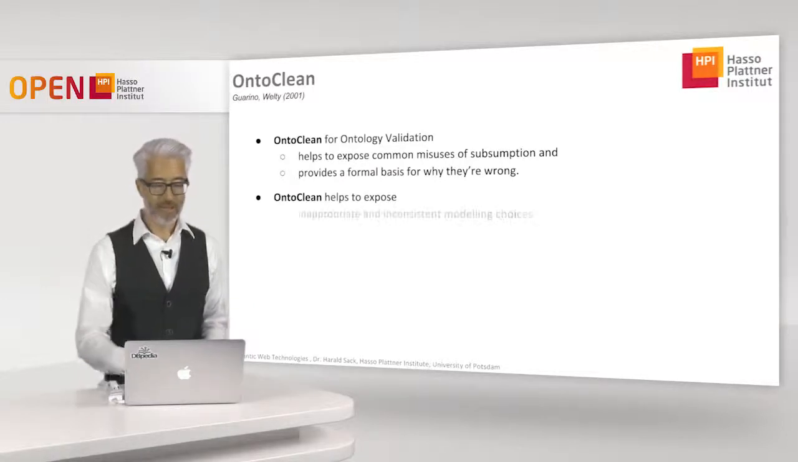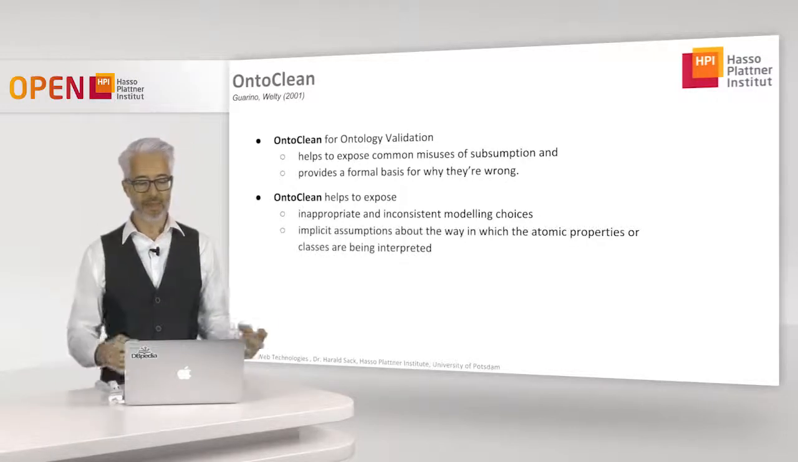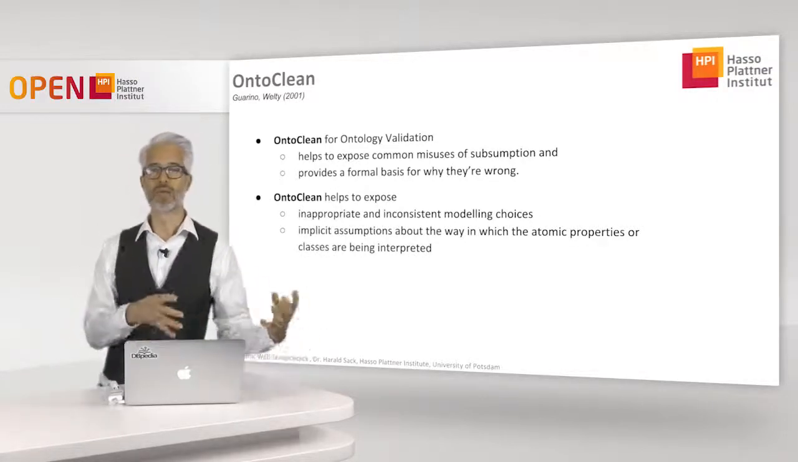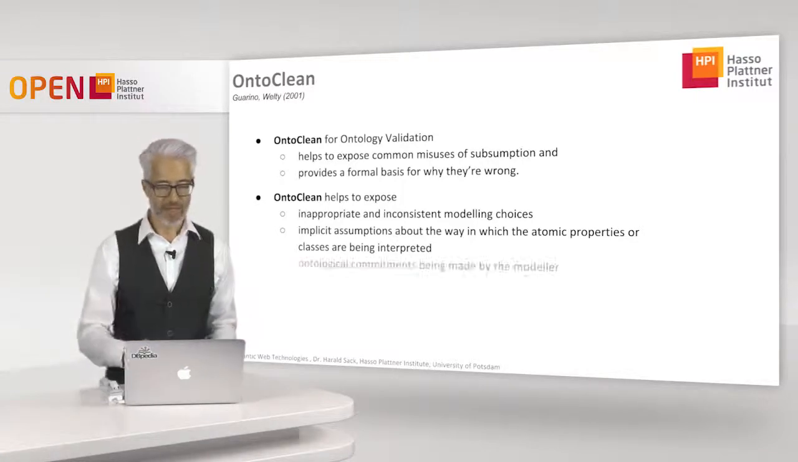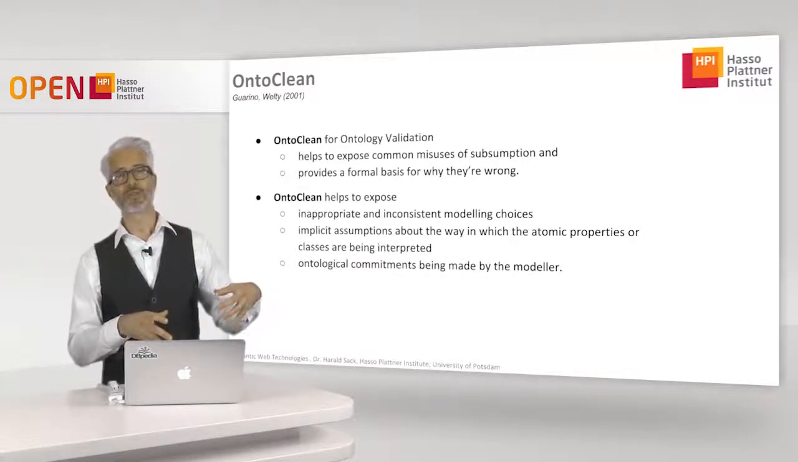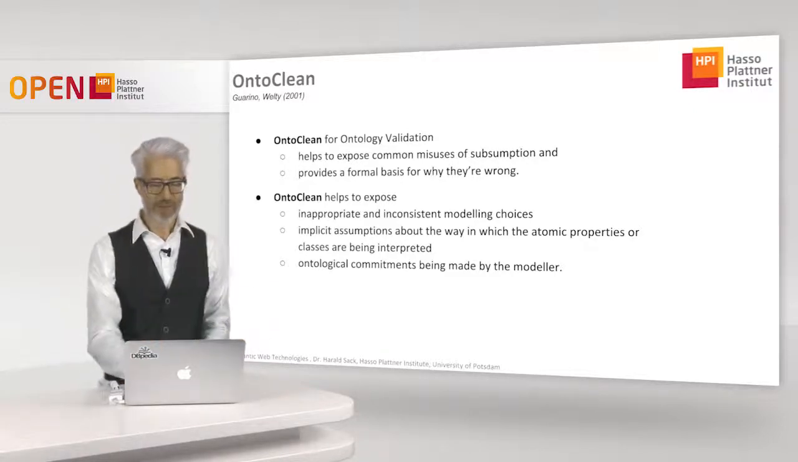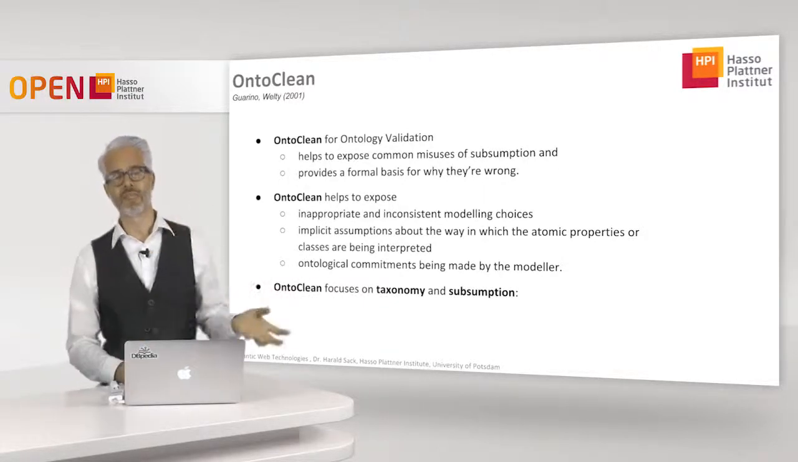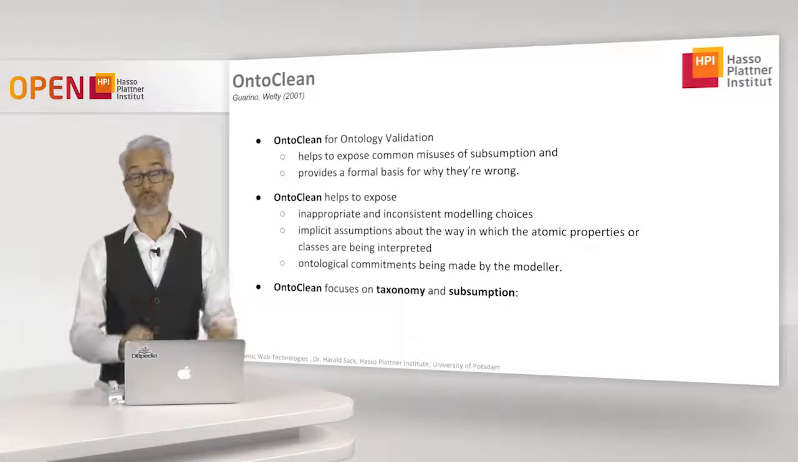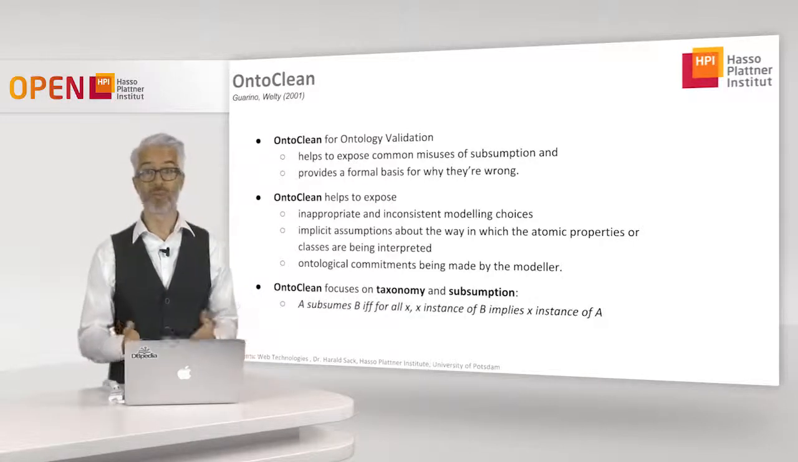OntoClean helps to expose inappropriate and inconsistent modeling choices, and it helps to expose implicit assumptions about the way in which atomic properties or classes are interpreted by the modeler. On the other hand, it also helps to expose ontological commitments that have been made by the modeler and that might not necessarily be true or correct. It focuses usually on the taxonomy and on the subsumption relation. And for this reason, of course, it first states formally what subsumption is.